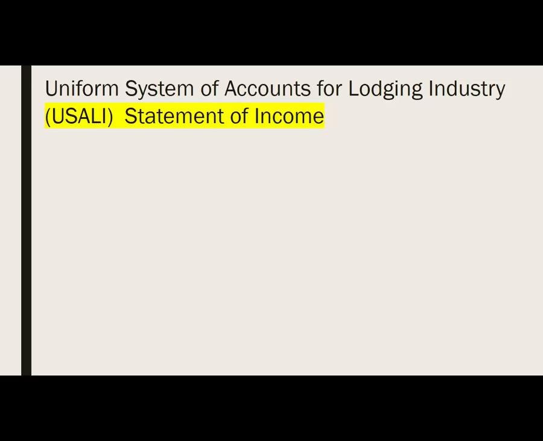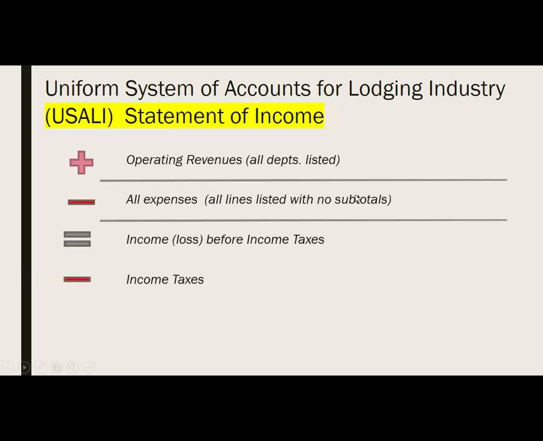And then lastly, we have our statement of income. So this is going to be really looked at by owners. It might be looked at by creditors as well to really have a good understanding of how the company is doing. And it's not that there's less structure, but it's really just revenues minus all the expenses lines listed with no subtotals, and then income or loss. So you would list all your operating revenues, all departments listed. You would just list all of your expenses, all the lines listed with no subtotals whatsoever.